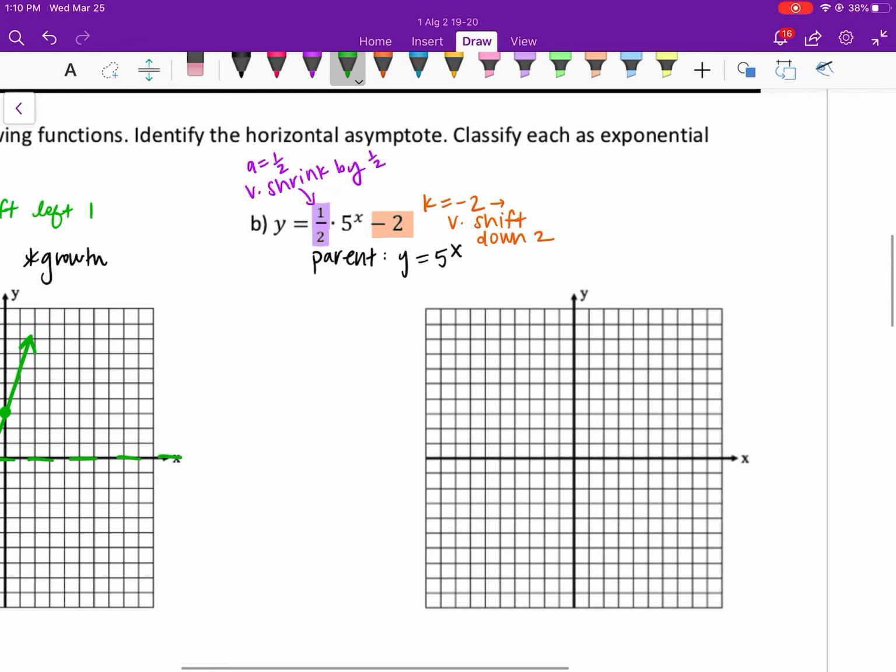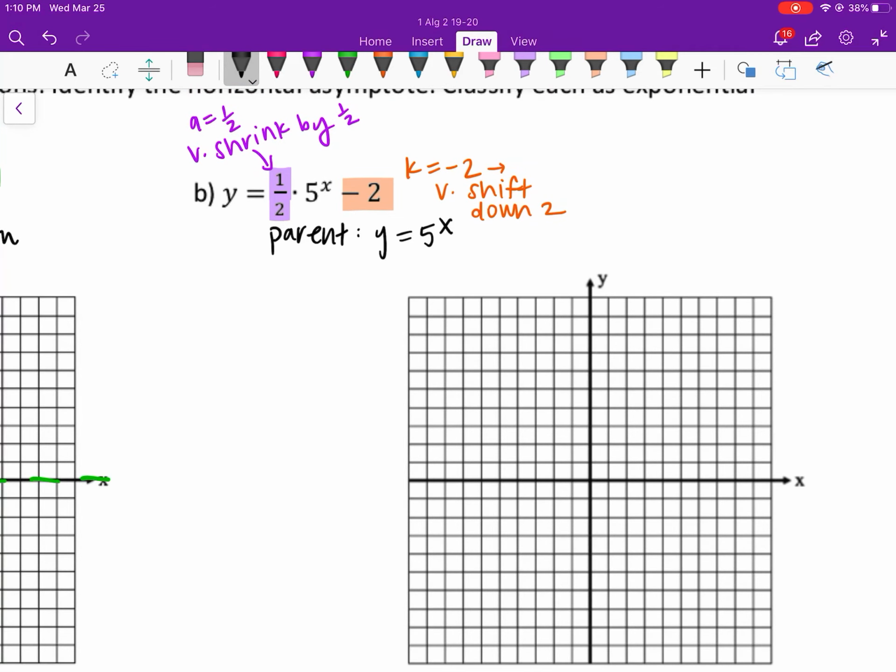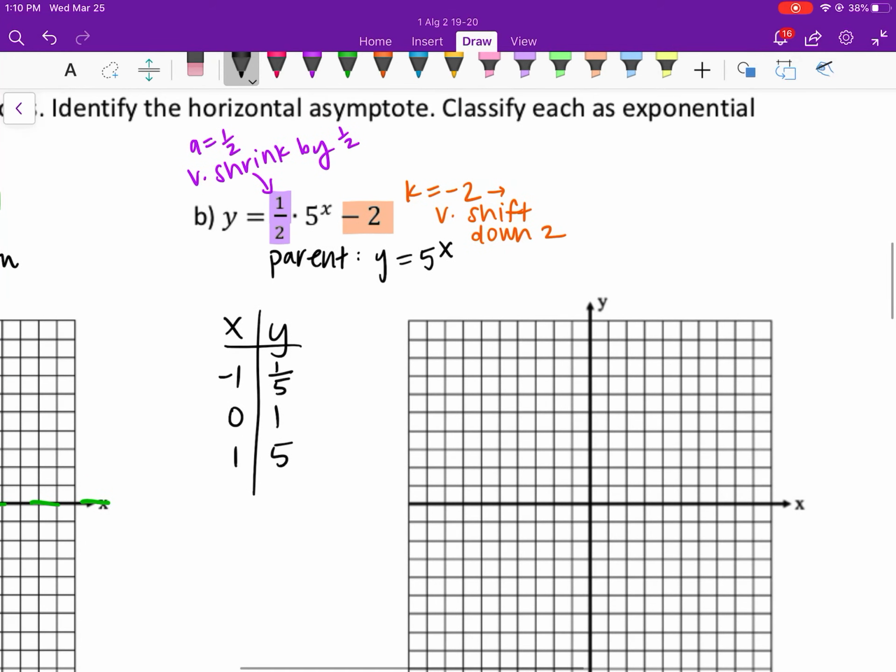In example B, this time our parent function is y equals 5 to the x. So we have our parent points related to y equals 5 to the x. We've got (0, 1), (1, b), and our b is 5 this time. And then the other point is (-1, 1/b), so 1 over 5. Now, this function has two y coordinate transformations, a and k.